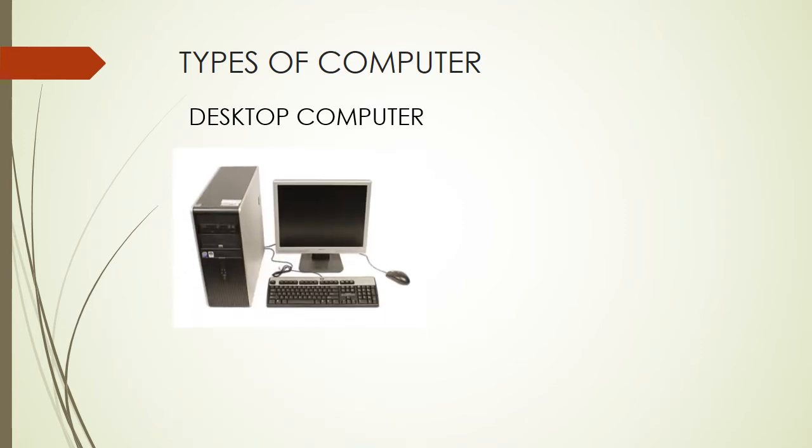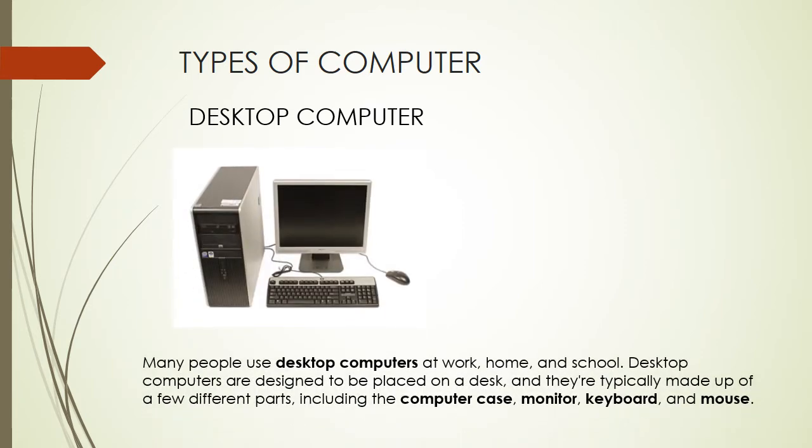A desktop computer has the computer case, the monitor, the keyboard, and also the mouse, as we can see. All these are the components that make up a desktop computer. Most of us have a desktop computer at home, at school, even at work. And this is typically how a desktop computer looks. And that is what we have in most of our homes.